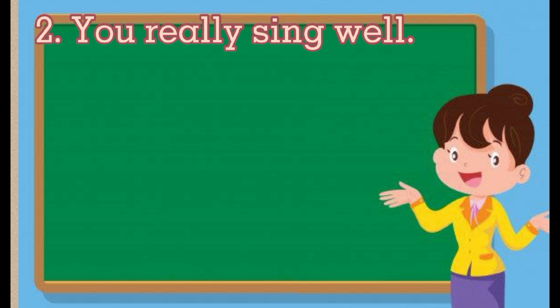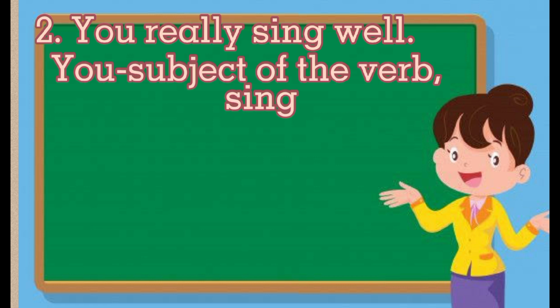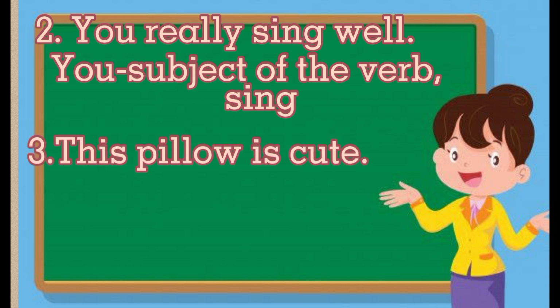Next example, let's read it together. 1, 2, 3, go. You really sing well. In here, who really sings well? Perfect. It's the subject you, and it is the doer of the verb sing. Do you think it is a subjective pronoun? That's perfect. Yes, it is.